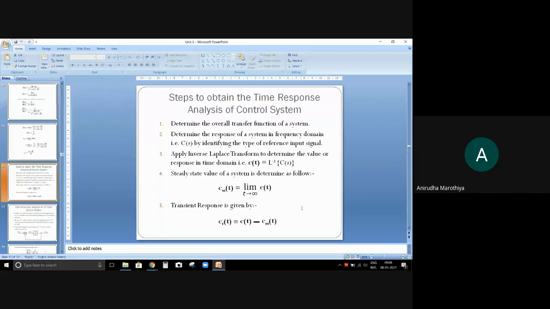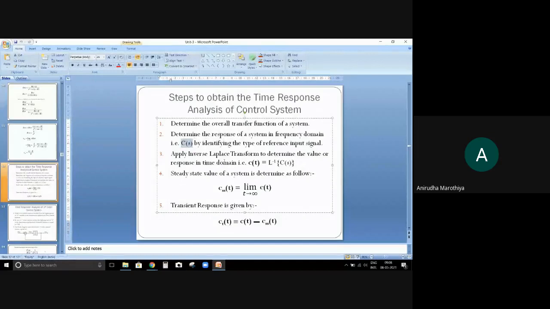And in the last lecture, we discussed how to obtain the time response analysis of a control system. So ultimately, we need to apply these steps. First of all, we need to obtain the overall transfer function of a given system. Then we need to obtain the response of a control system in frequency domain by identifying which type of input we have selected as an excitation. It may be a step input, it may be a ramp input, or it may be a parabolic input.